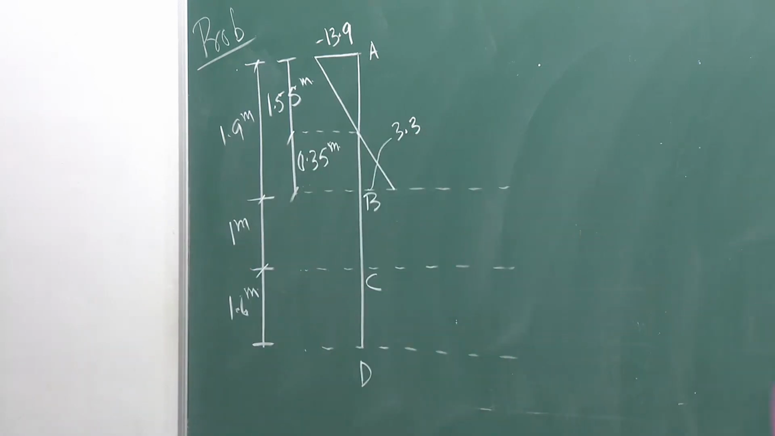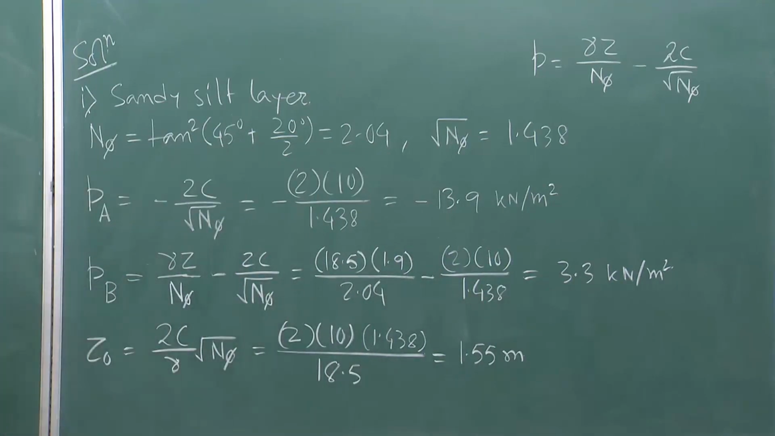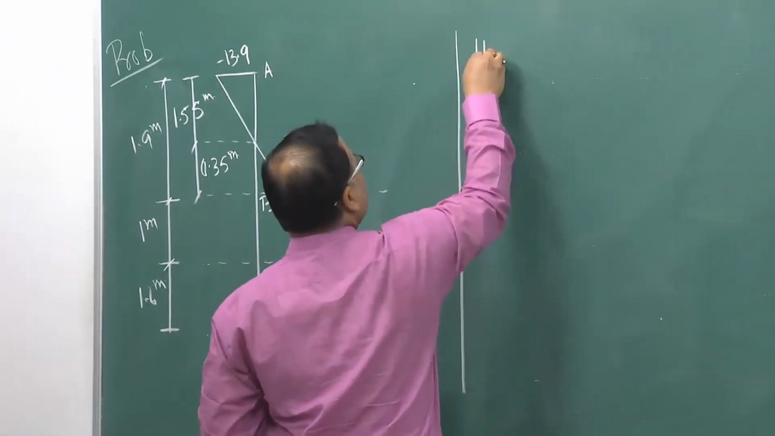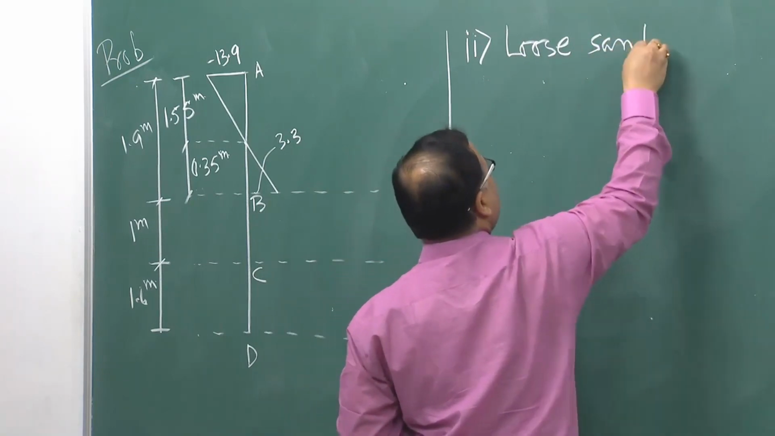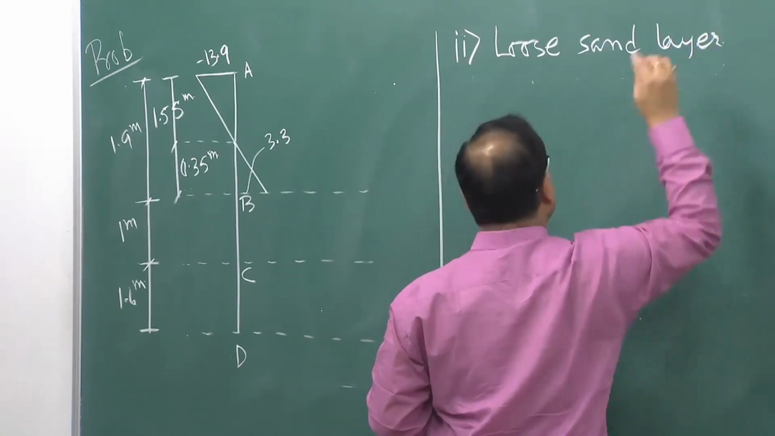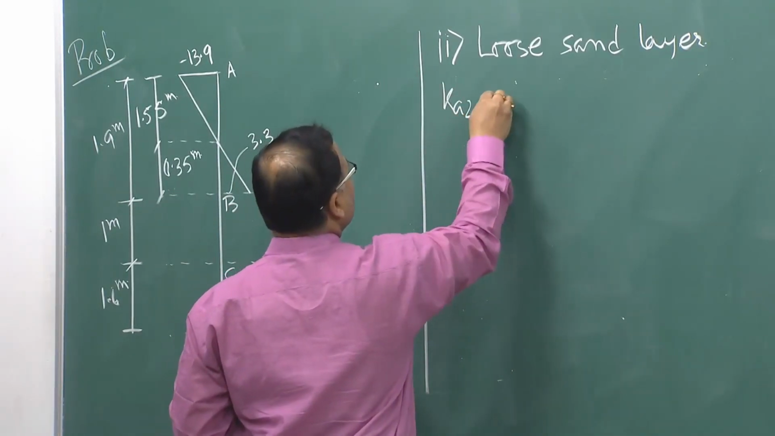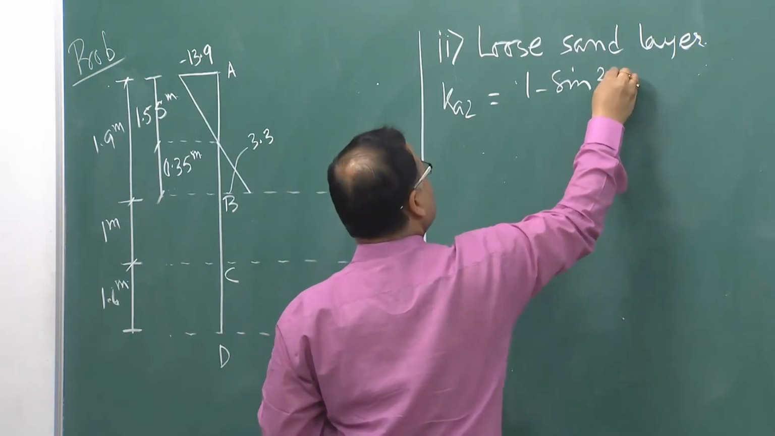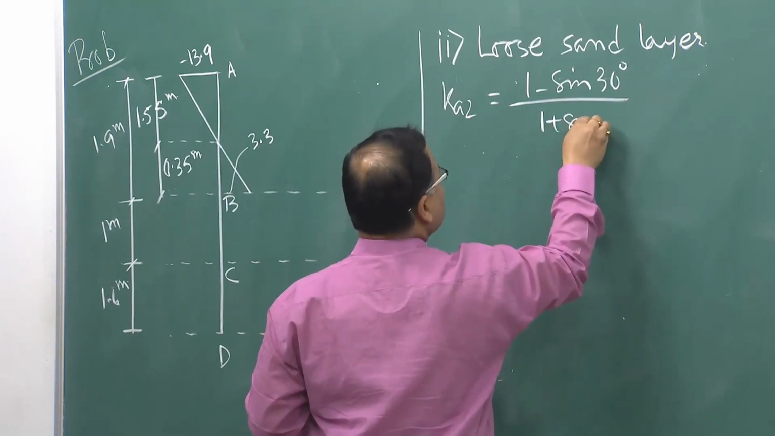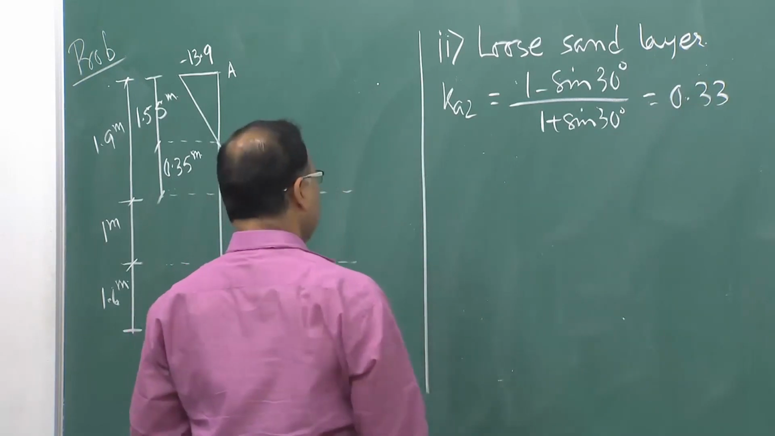Now, we will consider stratum 2, that is your loose sand, and we will try to find out the pressure distribution. So, second one is loose sand layer. Okay. So, there basically your Ka2 can be defined as 1 minus sine 30 degree by 1 plus sine 30 degree, which comes as 0.33. Okay.